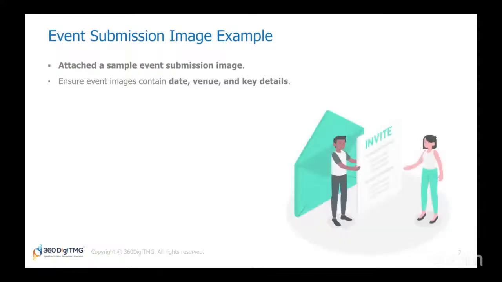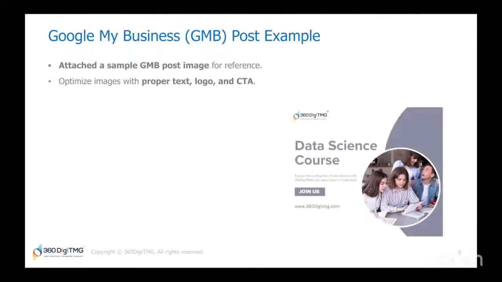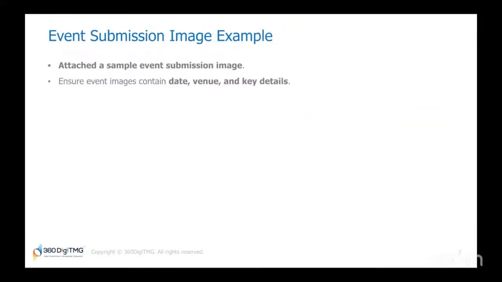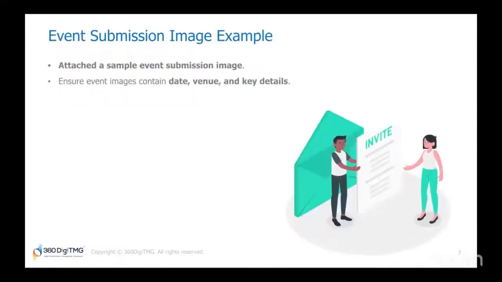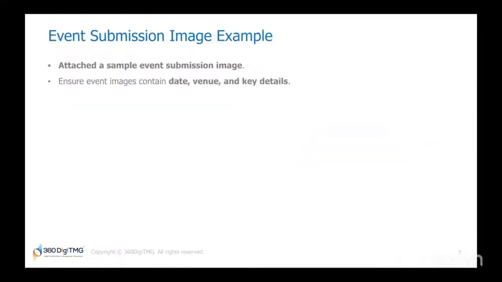When it comes to event submissions, this is one event submission example, friends. In this image, we missed something. While updating the event submissions, we have to update the image. On the image, it should contain date, venue, and key details. Right, friends? And when it comes to the task, we'll discuss at the end of the session.